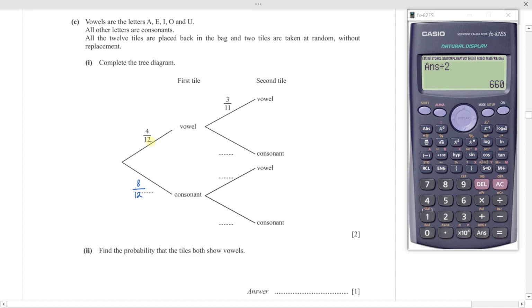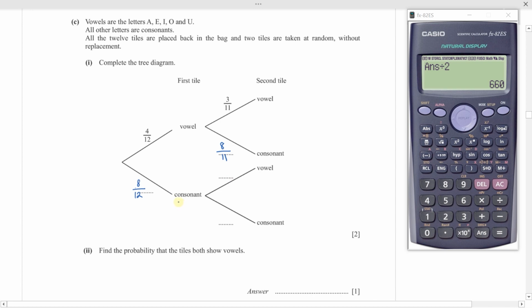Now, if you pick one of the vowels in the first tile, you are left with 3 vowels and 11 total tiles. Your probability of picking a vowel in the second tile is 3 over 11. And what is the probability of picking a consonant in the second tile? You still have the same number of consonants because you didn't pick one in the first attempt. So you have 8 consonants remaining out of the total 11.